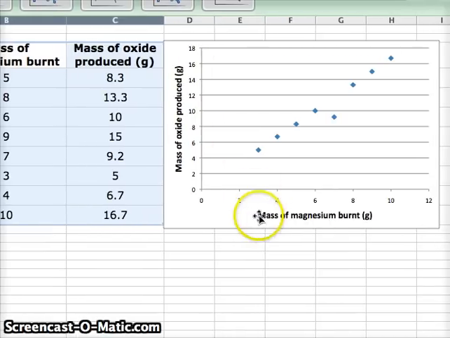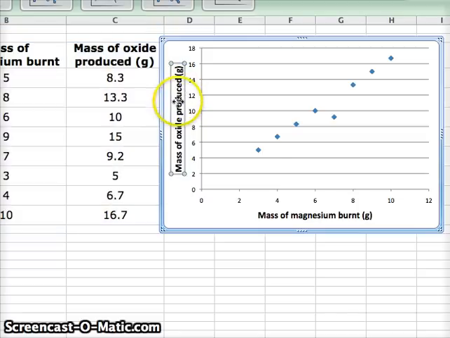So I put mass of magnesium burnt on the x-axis because that's the variable that we are changing ourselves, right? We're deciding how much magnesium to burn. And then the dependent variable is the mass of oxide produced, which goes on the y-axis because that's the one that we're interested in measuring. That's the one that we aren't sure about.